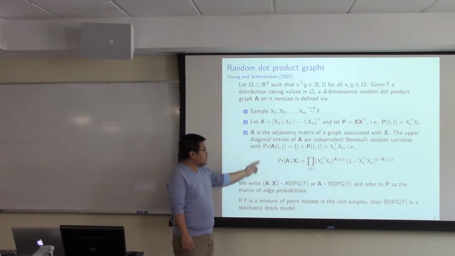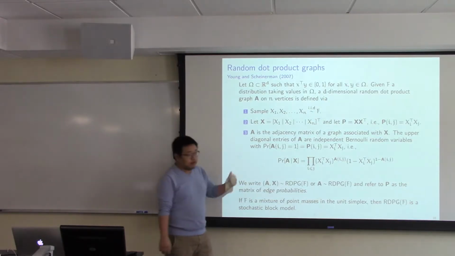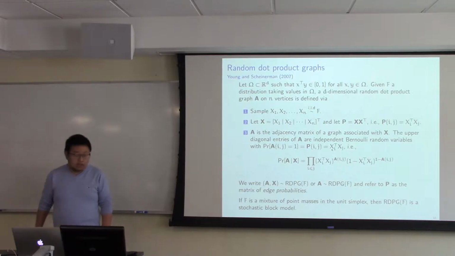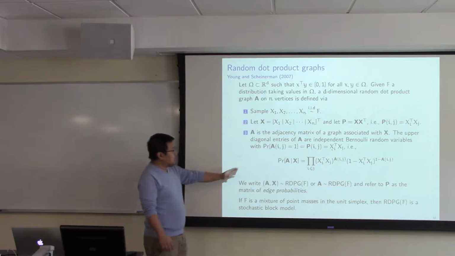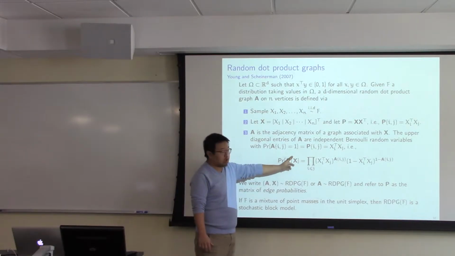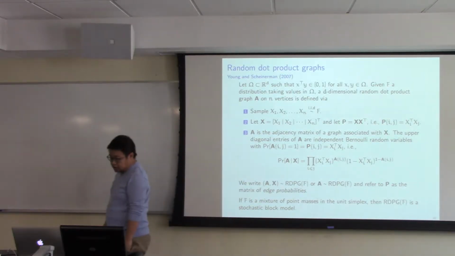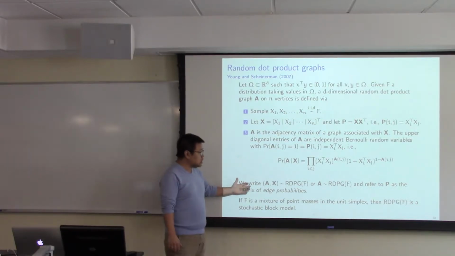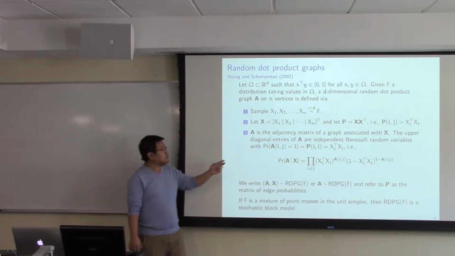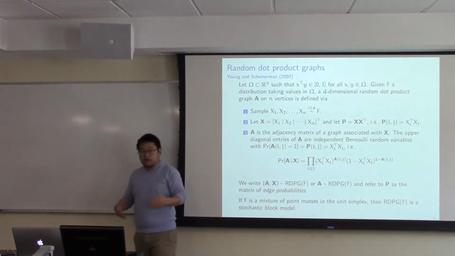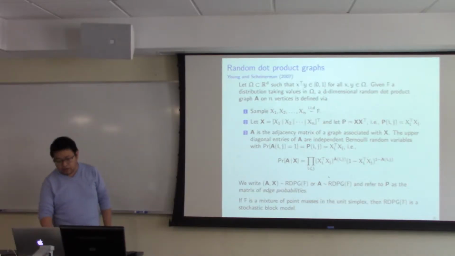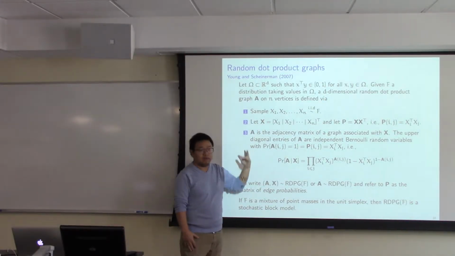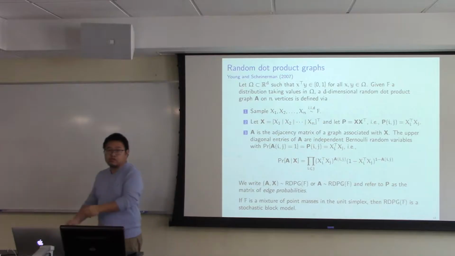So to get the graph, for any two vertices, I flip a coin. The probability of success is given by the inner product between Xi and Xj. And so that gives me an edge-independent graph conditioned on the latent position X. So I would write A ~ RDPG(F), just to refer to this generative procedure. But I want to emphasize that we never observe this X. We only observe the graph. So that's why we usually write A ~ RDPG(F), to refer to the fact that we never observe the latent position, so we have to estimate it, which is our aim.